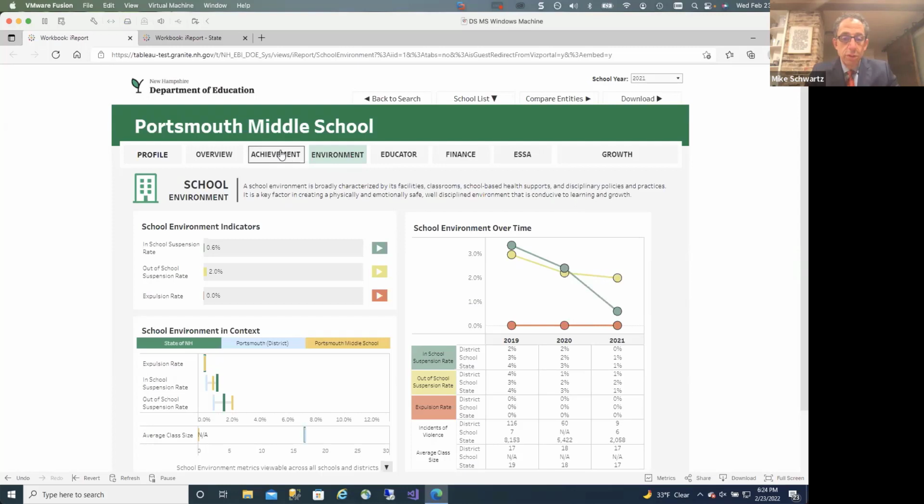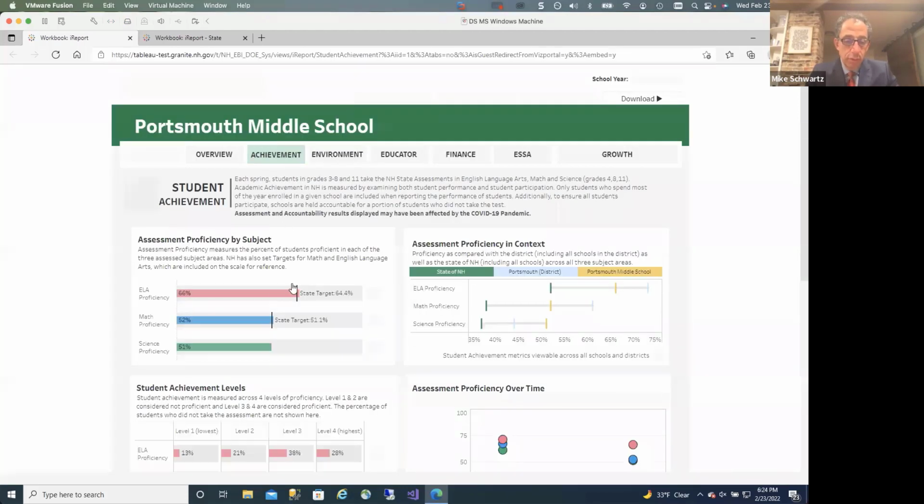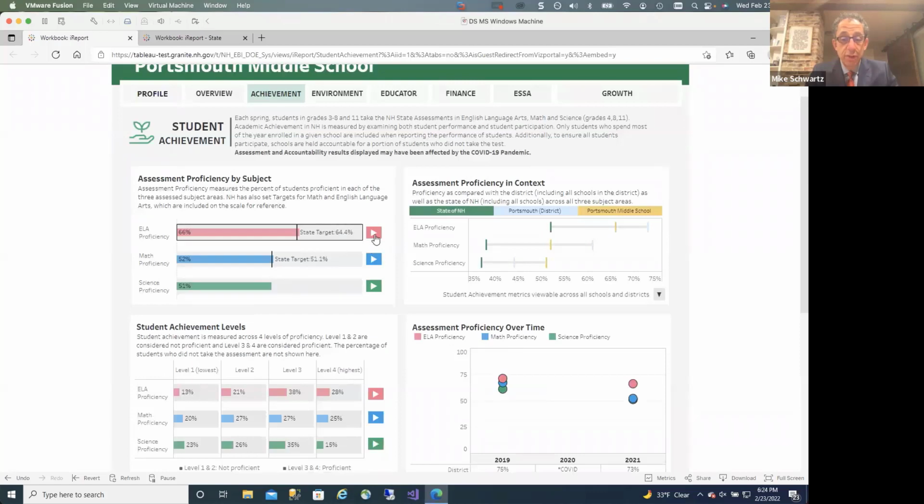I'm going to go through a couple of these fairly quickly because I think it'll be meaningful for you. But I'm also short on time, so I won't take too long. Achievement, as I mentioned earlier, covers English, math, and science. Something to point out is if you click on this little arrow to the right, you'll get what's called a flyout. And here we see 66% of the students perform proficiently in English.